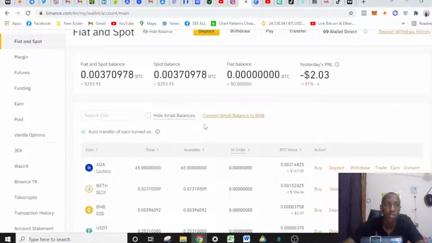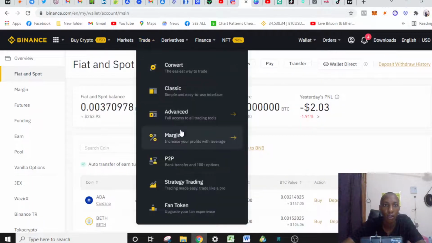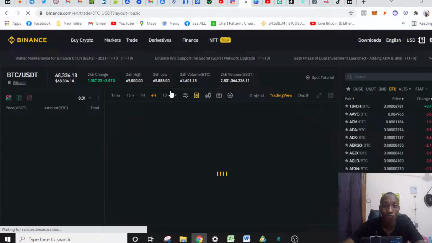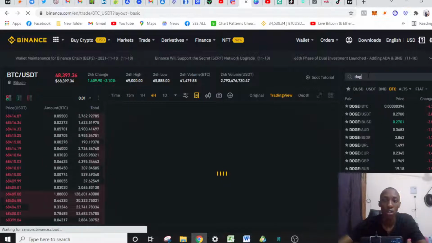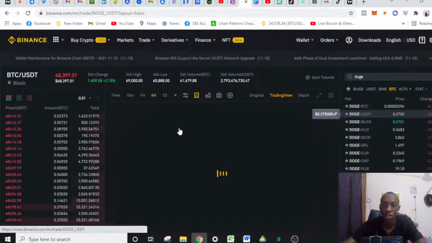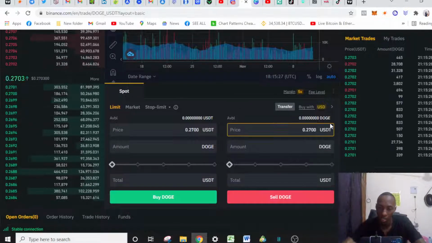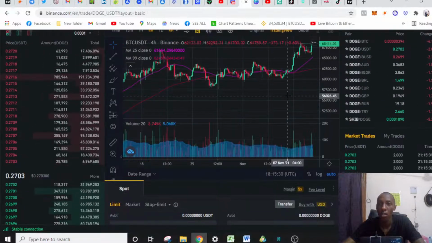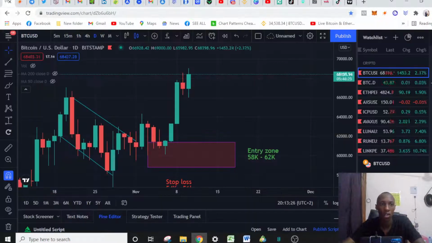But if you want to trade, like Doge, it's very easy. Just come to Classic. Then on the coins here, just search Doge or Shiba. Doge USDT. If you have some Doge, just come buy or sell. That's very easy. But for other meme coins that are not on Binance, that's a whole other story.